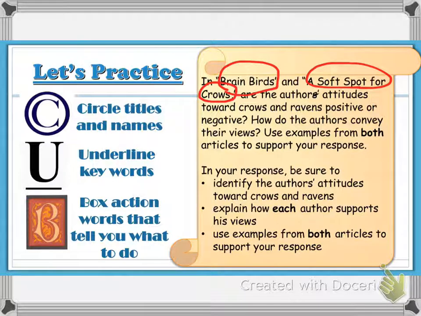I don't see any more titles and names, so now I'm going to go back and underline the keywords. In this case, the keywords would be mainly what I'm supposed to talk about. Here I notice it says author's attitudes toward crows and ravens, positive and negative. In this response, I'm supposed to identify the author's attitude toward crows and ravens and whether it's positive or negative. I need to explain how the authors convey their views. I need examples from both articles in my response.